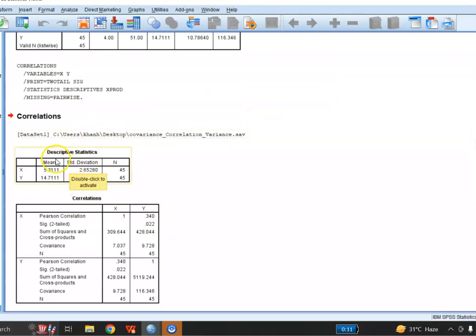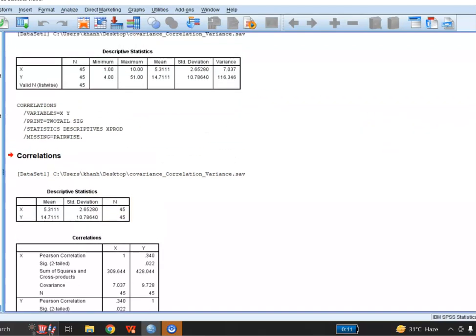So here the first table gives us descriptive statistics, and this is the mean of x, this is the mean of y, and this is the standard deviation of x variable, this is the standard deviation of y variable, and I also showed you the variance of the two. So if I multiply 2.65 by 2.65, I get this variance. Similarly, if I multiply 10.78640 by this value again, I will get this variance.